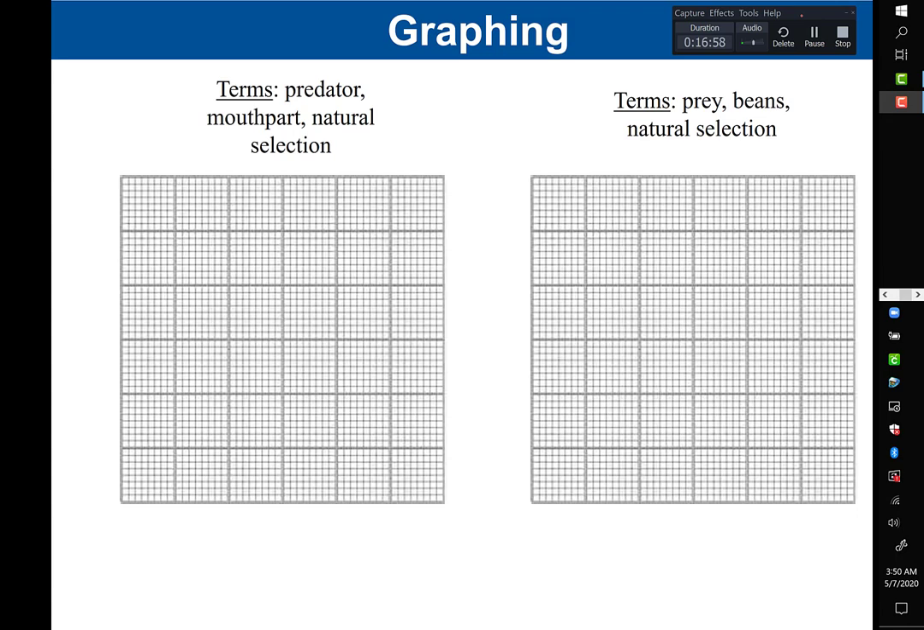I gave you some terms that you might want to include in your title. So predator, right? If you're talking about the predator population, you want to have mouth part, because you're looking at the effect of various mouth parts. And you should have natural selection in your title. In your second graph, the terms that you want to include are prey, because you were looking at the prey population. You want to include the term beans because we were looking at the different color beans. And then again, you want to include the term natural selection.